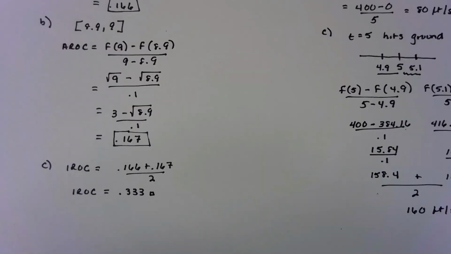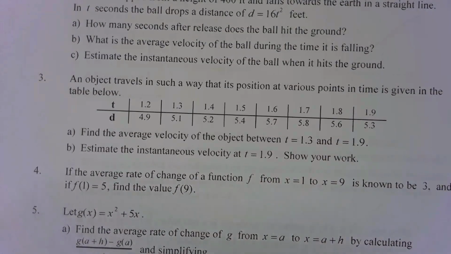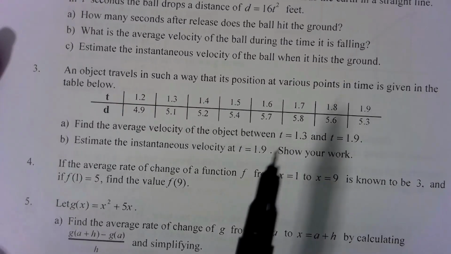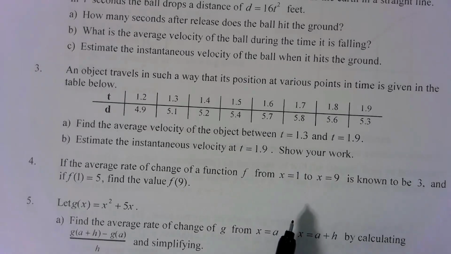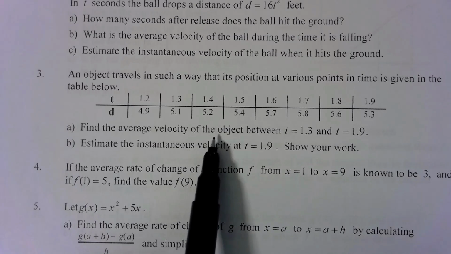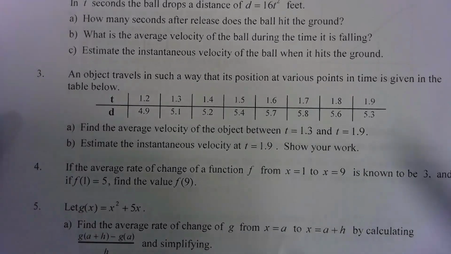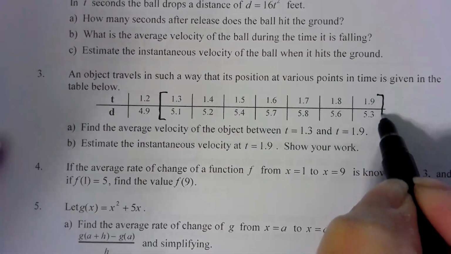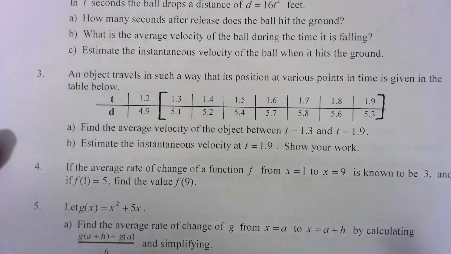Okay, number 3. Number 3, we have a table. So I'm going to put this here. And we've got an object traveling, and its position at various points is given in this table. And for part A, we want to find the average velocity of the object between t equals 1.3 and 1.9. So this 1.3 and 1.9, that's my interval. X goes from 1.3 to 1.9, right?